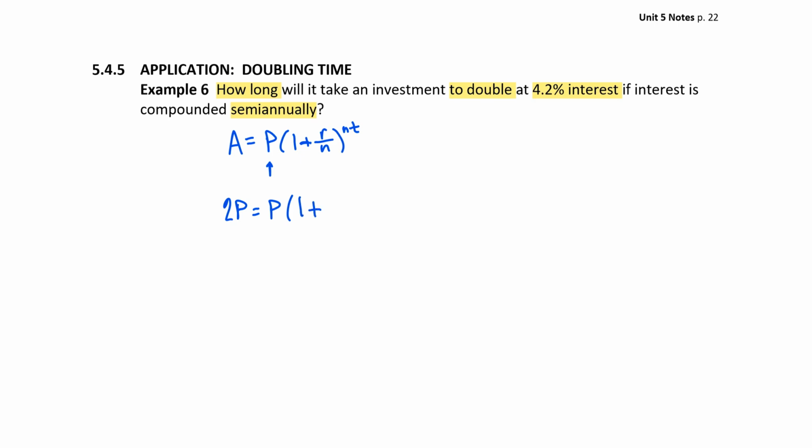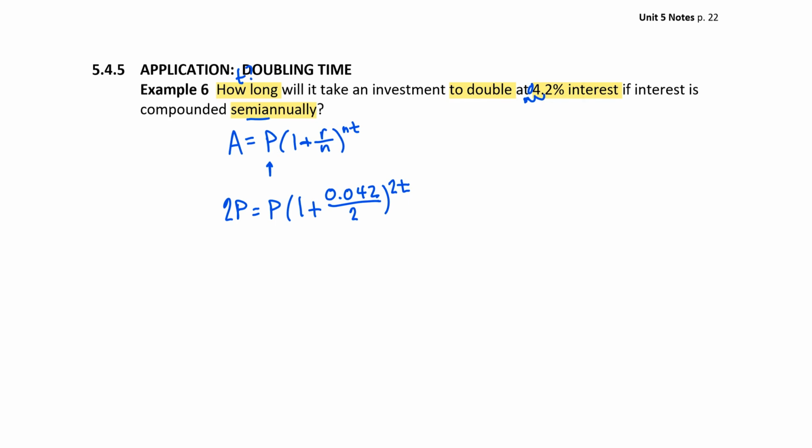Continuing our details here, the rate is 4.2%. Remember, we write that as a decimal, 0.042. We just move our decimal 2 places to the left. n, since interest is compounded semi-annually, that means twice per year, and t is unknown. We're trying to figure out how long is this going to take? What is the doubling time?